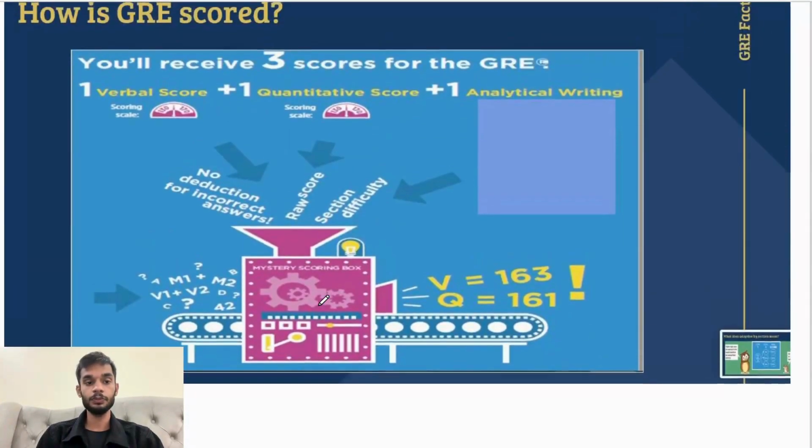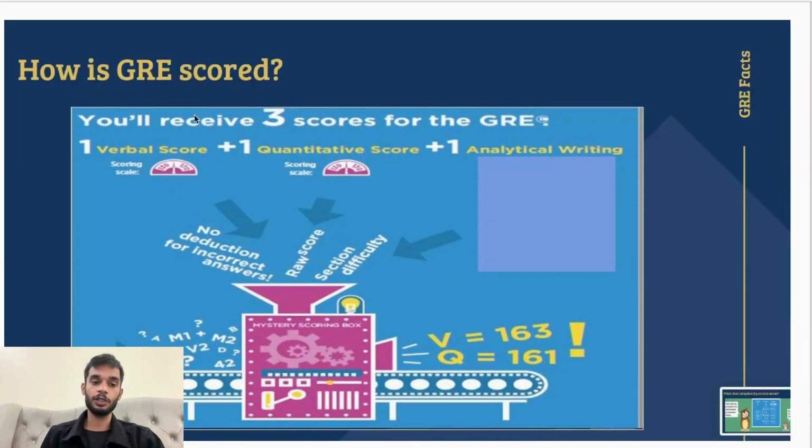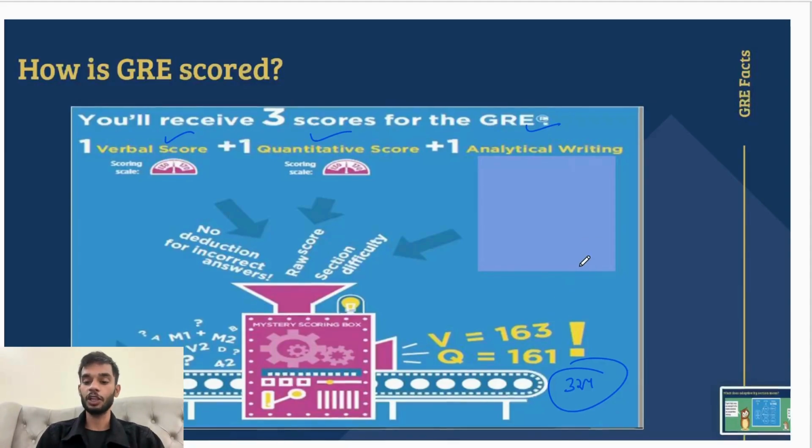Next, how is the GRE score reported? As I said, you'll receive 3 scores: 1 verbal, 1 quant, and 1 analytical writing. Let's say in verbal you get 163 and in quant you get 161. Combined, they add up to 324 out of 340, and the AW score is sent to you after 15 days.